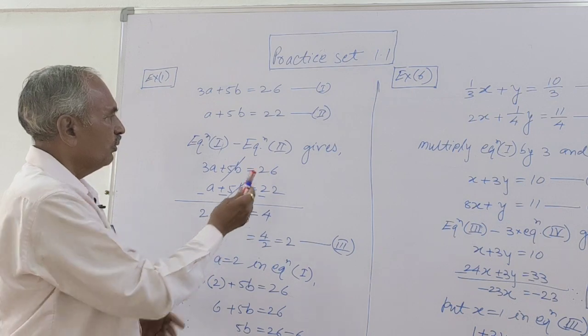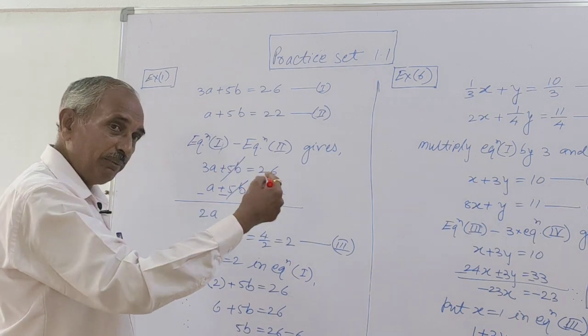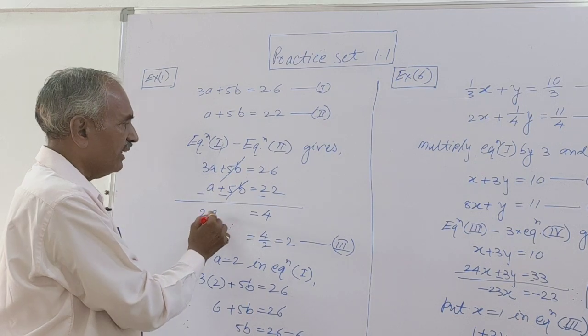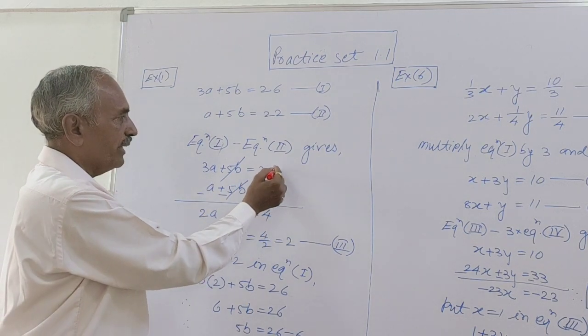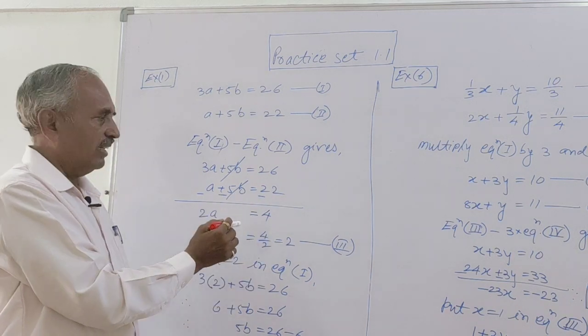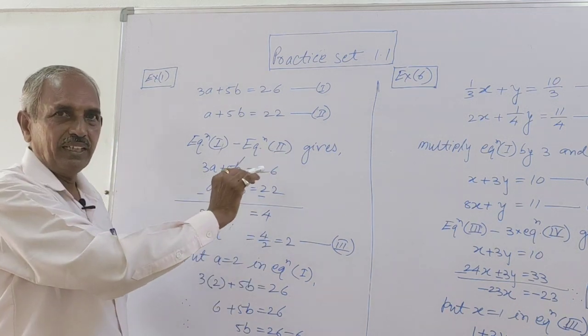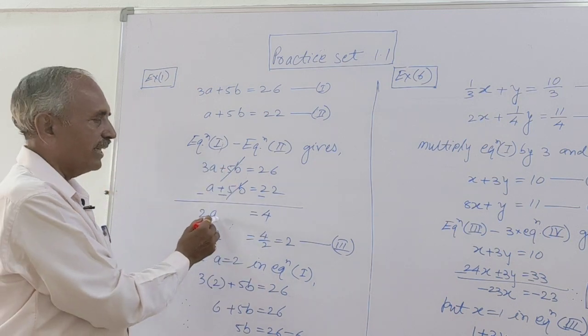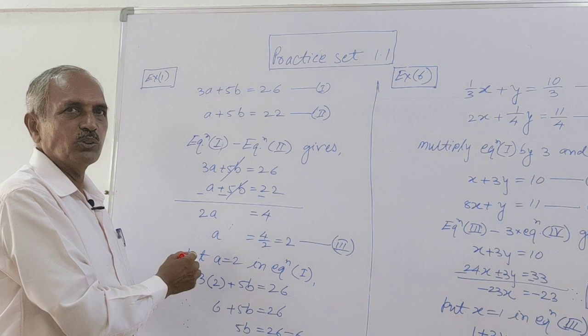So b is eliminated. 3a minus a is 2a, which is equal to 26 minus 22, which is 4. It means now b is eliminated. Now it is an equation in only one variable, that is 2a is equal to 4. We know how to solve that.